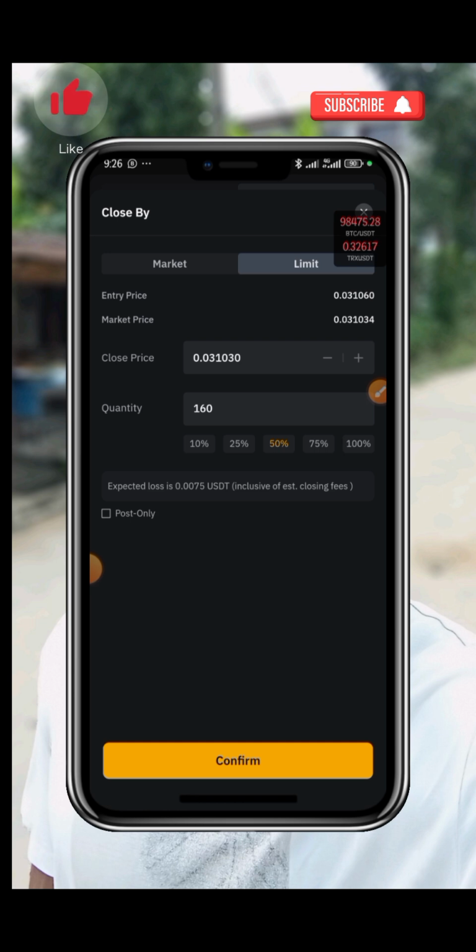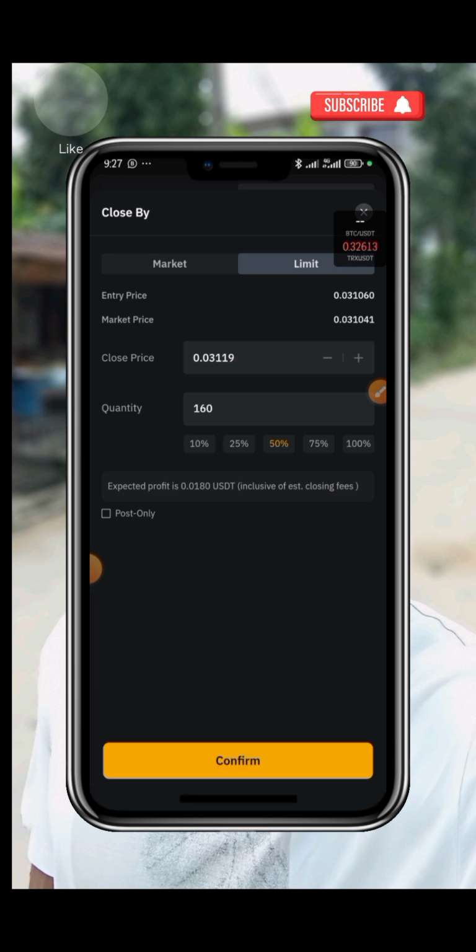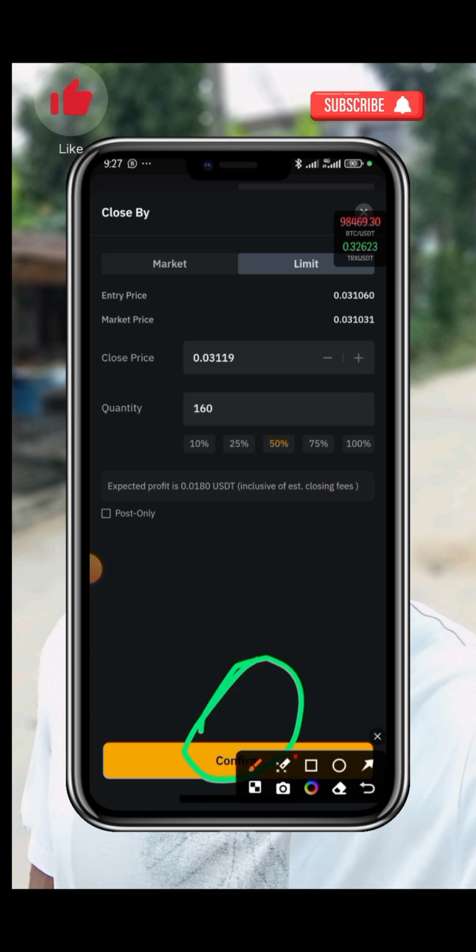So let's assume I want to close at 0.0311, and I want to close just 50% of my trade. This is exactly what I will do. If I set this price and I click on 50% and I click on confirm, when the price of 1,000 SHIB gets to this, only 50% of my trade will be closed. The other 50% will keep running.